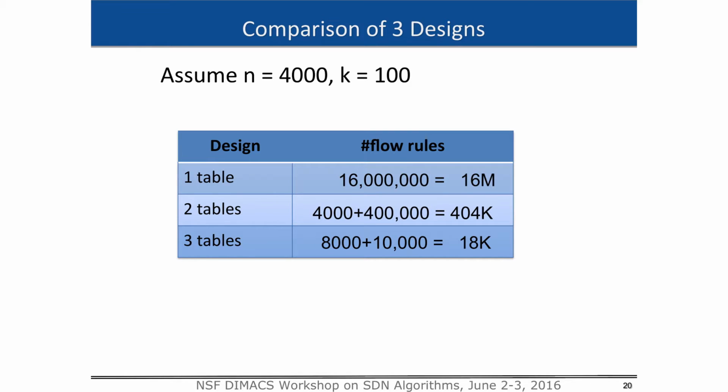A simple comparison between these three designs: assume we have 4,000 hosts and 100 conditions. With one table, we will have over 16 million flow rules. With two tables, we reduce it to over 400,000 rules. But with three tables, we only have 18,000 rules. So with this example, we see that multi-table can greatly reduce the size of flow tables, and hence speed up the data plane processing.